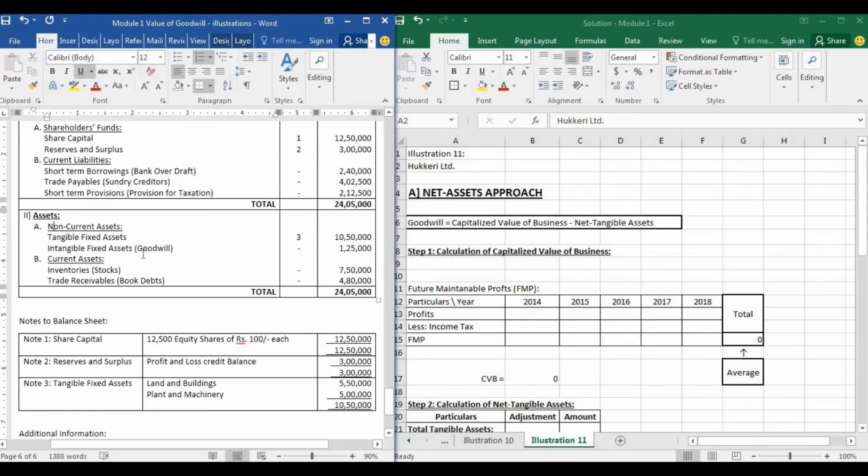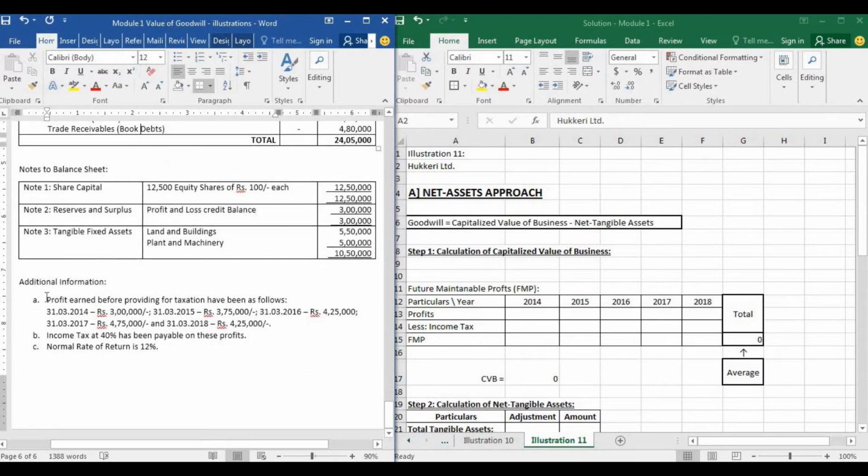On the asset side, we have goodwill as intangible asset. Then they have given us two tangible assets, land and building, plant and machinery. Then we have current assets as stocks and book debts. Book debts is nothing but debtors. Then we have some additional information here. They have given us profits of 5 years, and they have told us that the income tax is charged at 40%, which is yet to be charged on the profits mentioned above, and the normal rate of return is 12%.